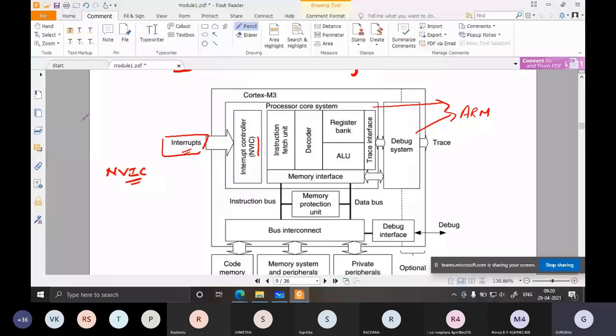Then there is a decoder. Usually any instruction execution will have 3 steps. One is fetch, decode, and execute. I don't know how many of you remember, but this one you already studied in 8051 microcontroller. Any execution of instruction will have 3 steps: fetch, decode, execute.